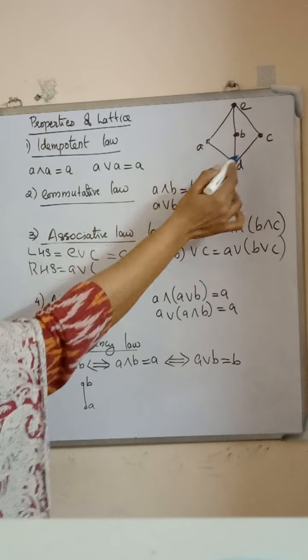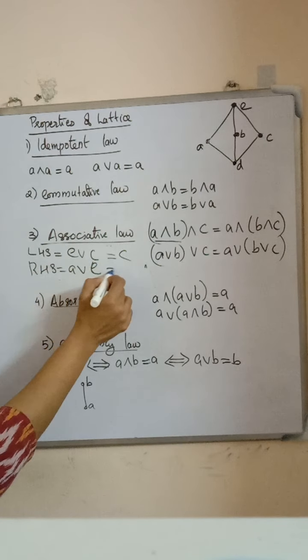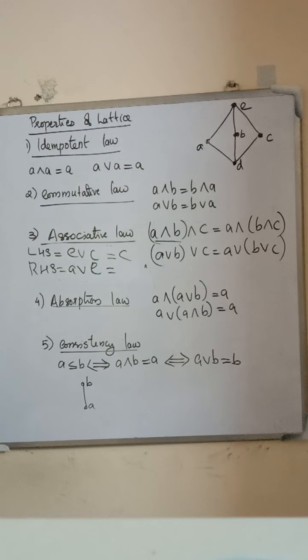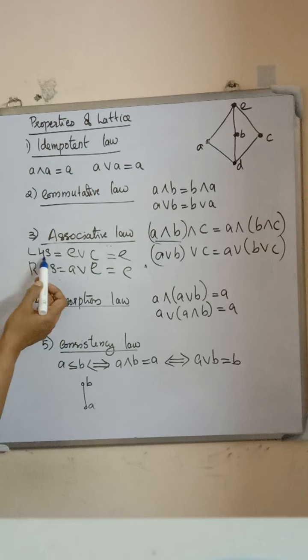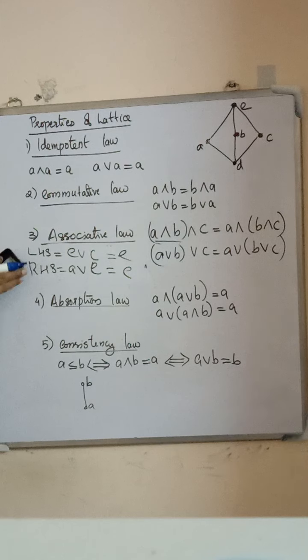RHS, A join (B join C). What is B join C? That is E. A join (B join C). What is B join E? B join E is again E. E join C is also E. So the left hand side is equal to the right hand side. So the associative law also holds.